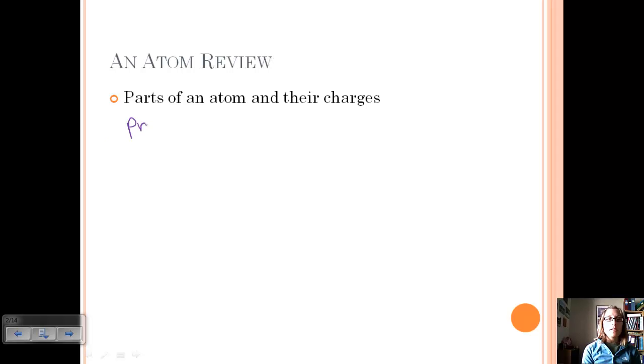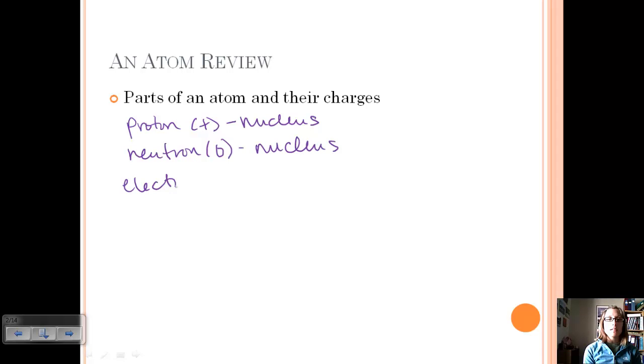So first of all, we have the proton, which is positively charged, and it's located in the nucleus. And along with the proton, we have the neutron, which is neutrally charged, or zero, and it's also contained in the nucleus. And then we have the electrons, which are negative and contained somewhere on the outside, but that's kind of all we know. And so we're going to look at, throughout this chapter, a lot more about the electrons.